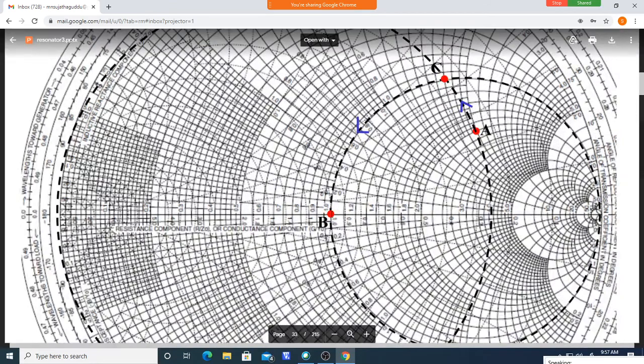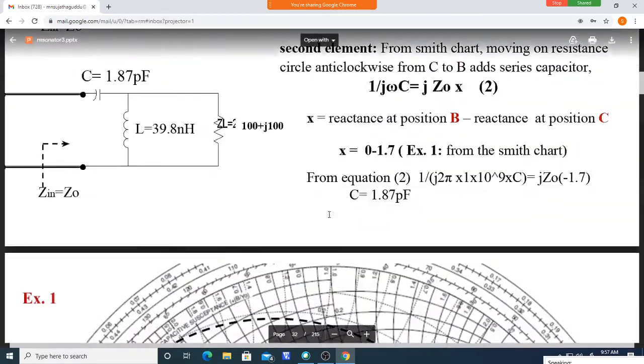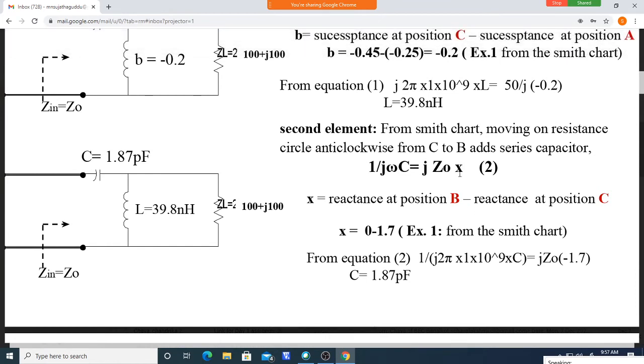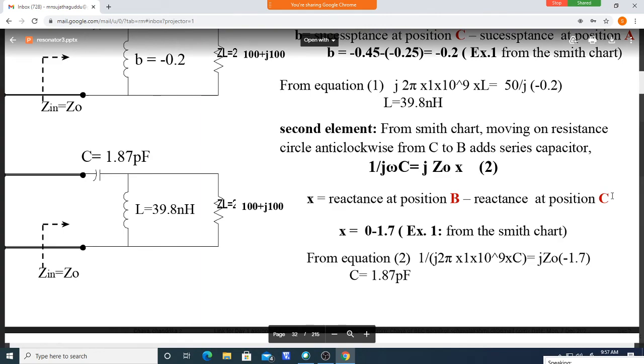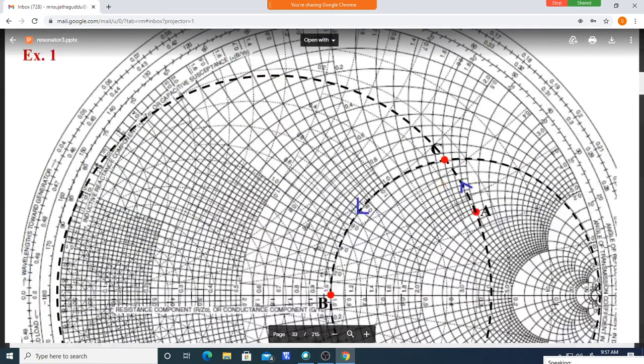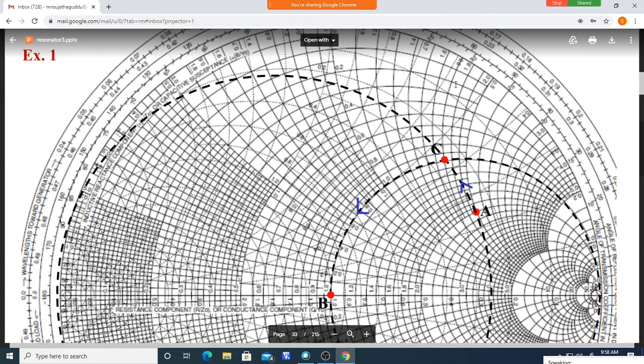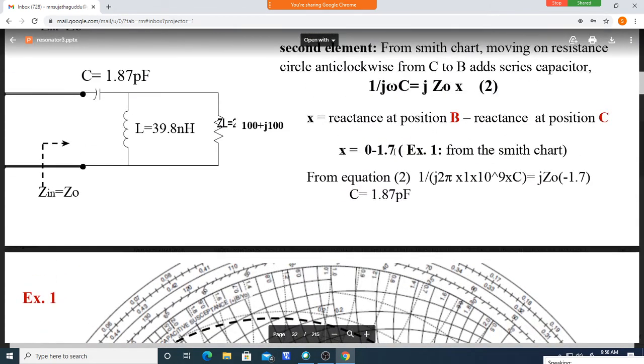And what is the reactance here? Moving from here on the resistance circle in the anti-clockwise direction adds a capacitor. To get the value, you need X. What is X here? Reactance at B minus reactance at C. Reactance at C is, see, here it is 1.7. 1.8 is this, it is not passing. 1.6 is not passing. In between the two, this circle is passing. It is plus 1.7.